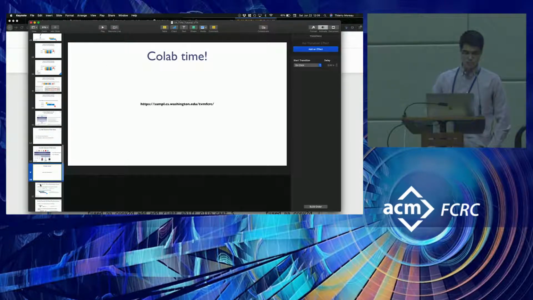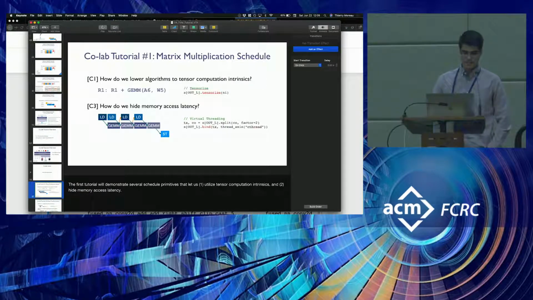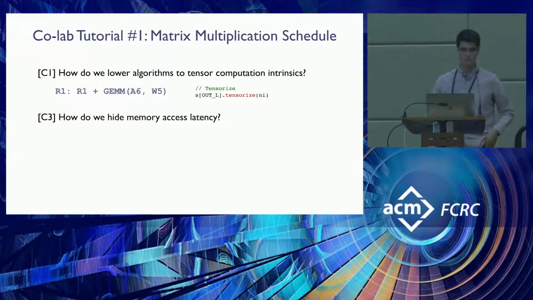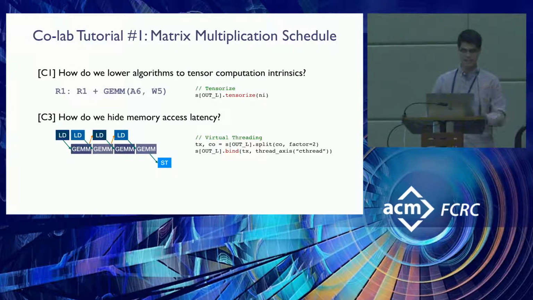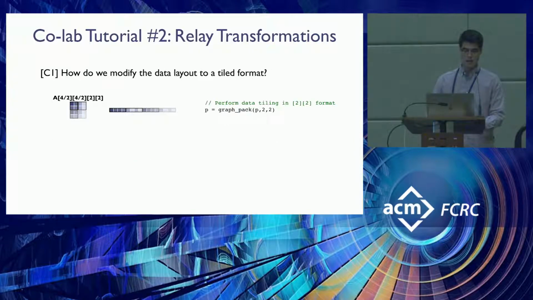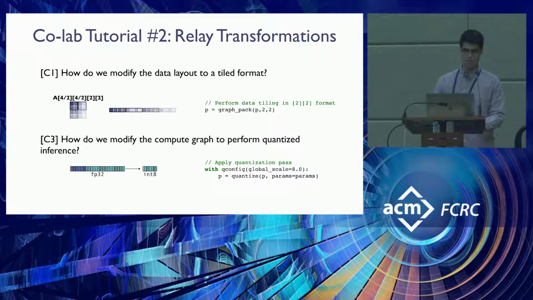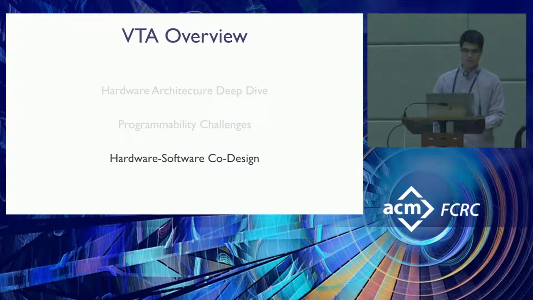All right, so that concludes the tutorial part. I wanted to point out that we've addressed some of these challenges by looking at scheduling primitives that we can perform in TVM. Like how do we lower algorithms to tensorization intrinsics? How do we hide memory access latency? But also we've shown how we can massage the graph in Relay, like to perform data layout transformations, which are really useful to us. And I also wanted to touch on some more exciting things that you can do with VTA very quickly, because now you have control over the compiler and hardware stack.